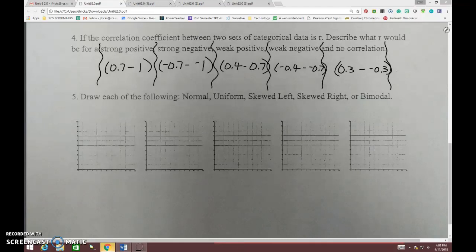So knowing those data points will help you on tomorrow's test. So please make sure you study those and have those memorized for the test tomorrow. Now let's look at question number 5.